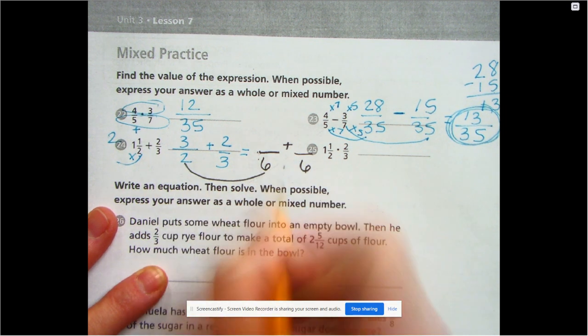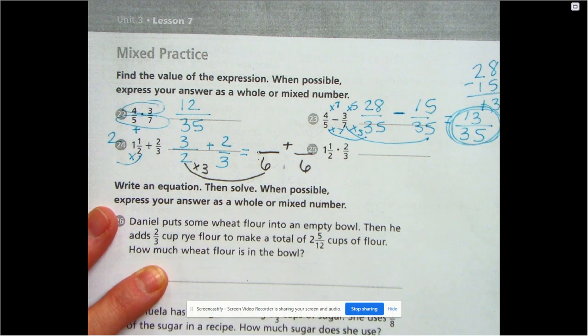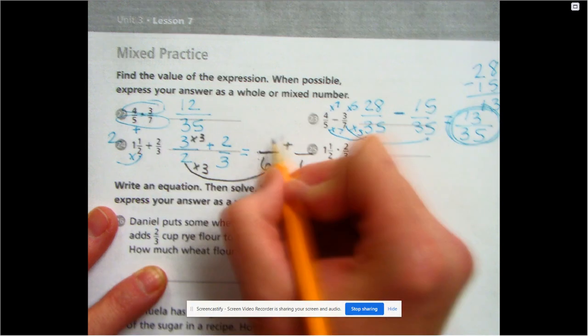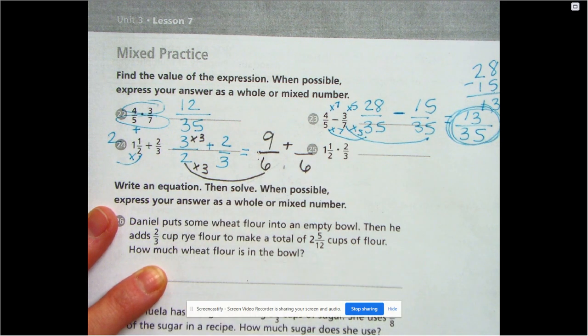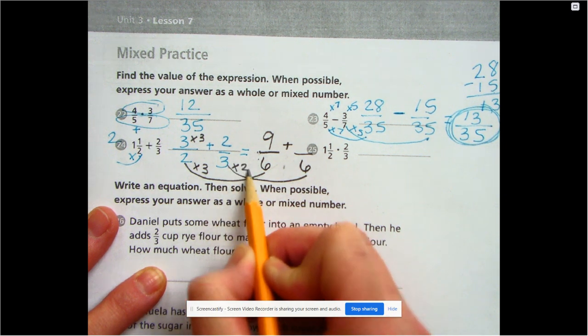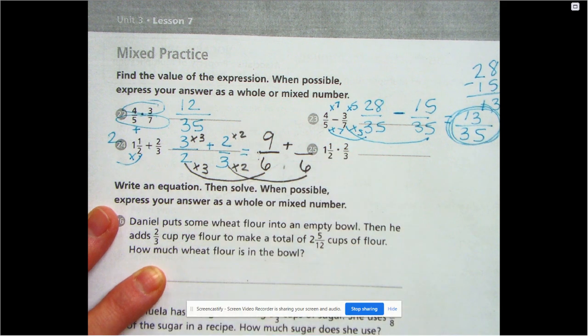What did I do to the 2 to get it a 6? 2 times 3 is 6. Whatever I do to the bottom, I do to the top. 3 times 3 is 9. What did I do to the 3 to make it a 6? I multiplied by 2. I do the same thing for my numerator.